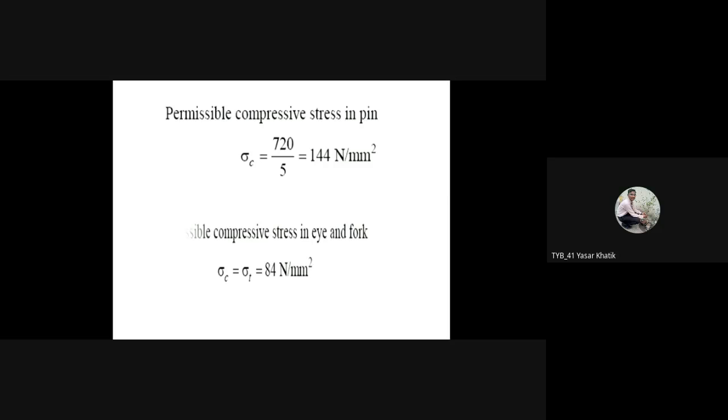कॉम्प्रेसिव्ह स्ट्रेस कॅल्क्युलेट करता येतोय, बिकॉज टेन्साईल अँड कॉम्प्रेसिव्ह स्ट्रेस आर द सेम इन पिन मटेरियल as well as in rod material. Got it? Yes, sir, got it.